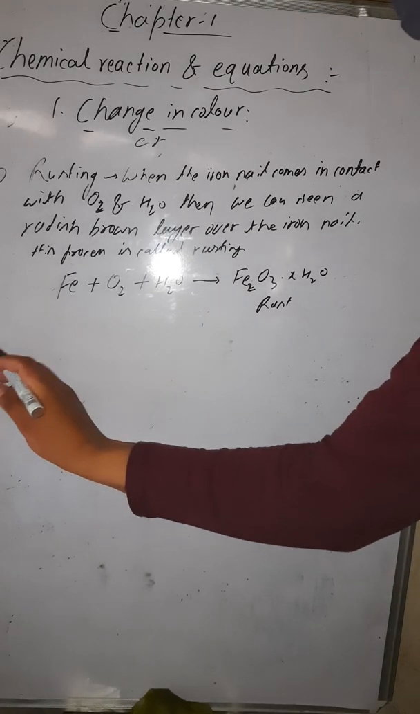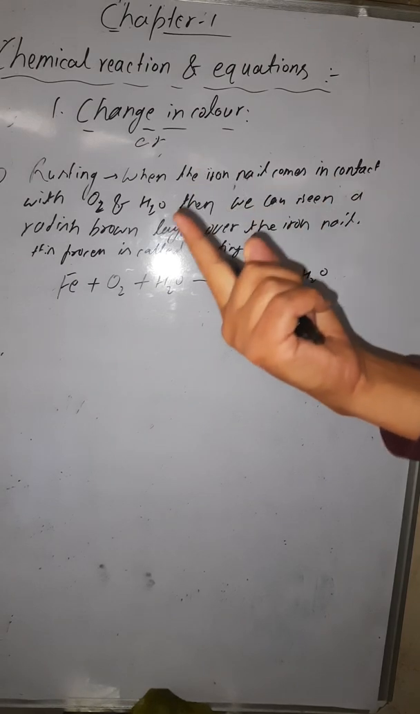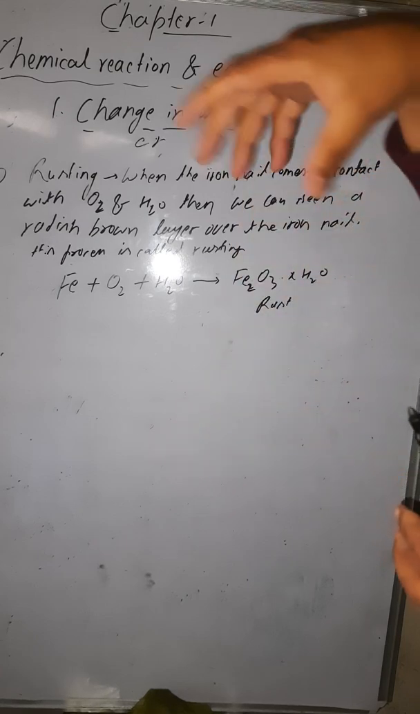One more example we will study here. This is the example of when you dip an iron nail in a solution of copper sulfate. You have a beaker here, like a glass beaker, and there you have a solution of copper sulfate.